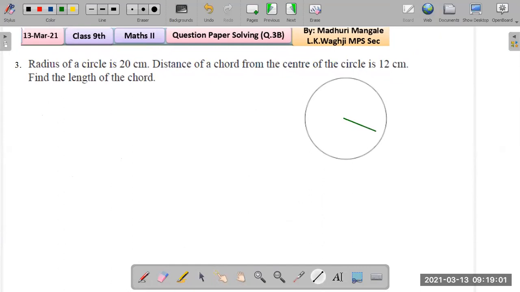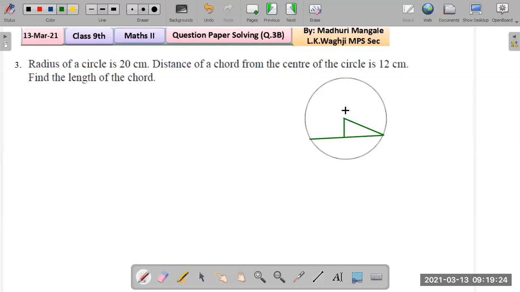So the radius starting at the center like this, this is 20 centimeters. The distance of a chord from the center is given. So this part is given, the distance of the center from the chord, that is 12 centimeters. Okay, and let us draw a chord like this. So this is a chord.